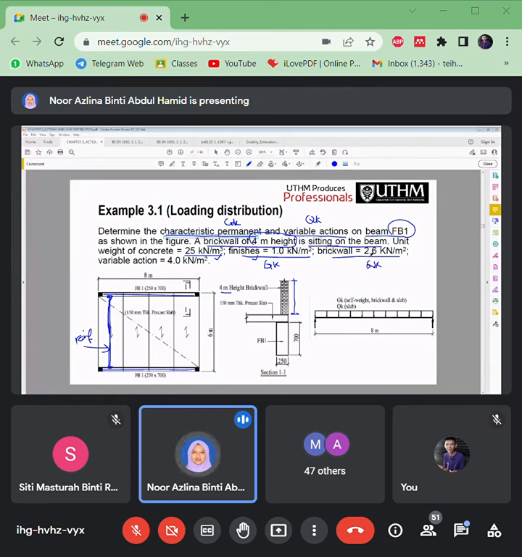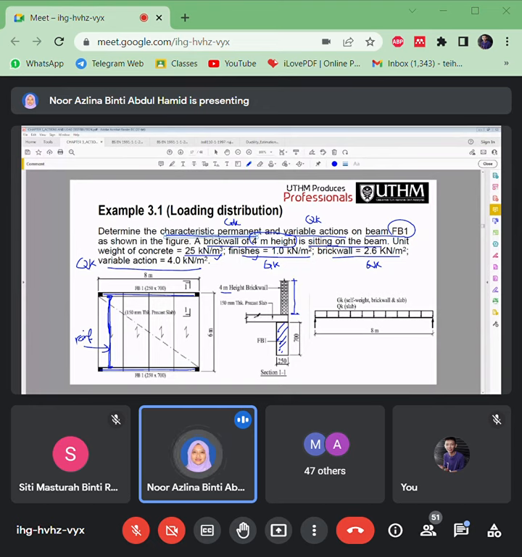Okay, brick wall is also load for GK here. This is the unit weight 2.6 and variable actions. Variable action pun dah bagi. Tak payahlah nak tanya-tanya, nak angkat tangan. Ni sekolah ke? Ni rumah ke? Ni koridor ke? So dia dah bagi QK here. Okay, which is 4.0.